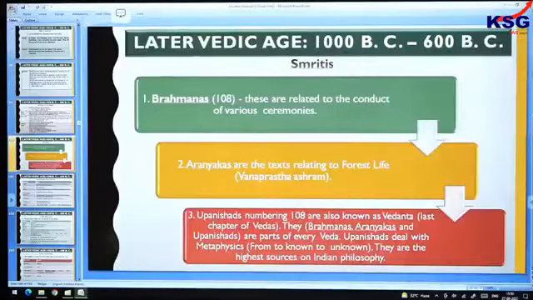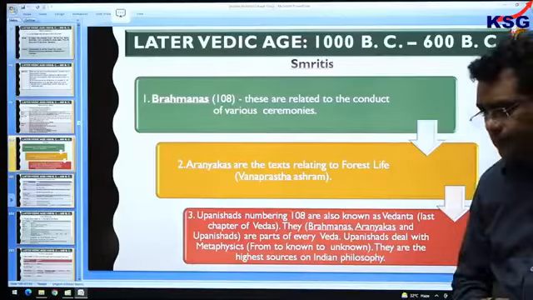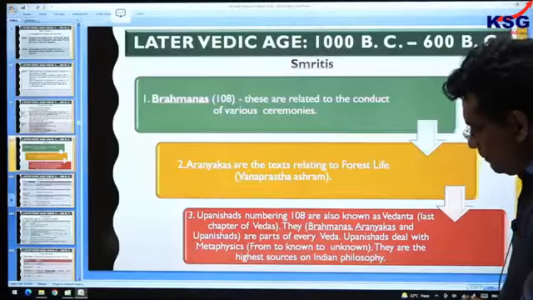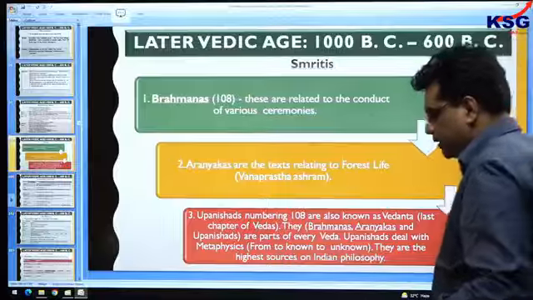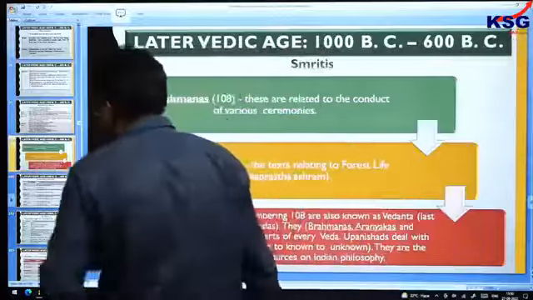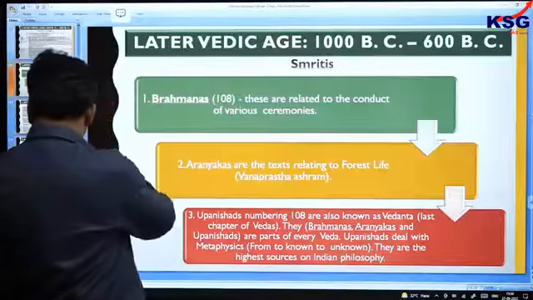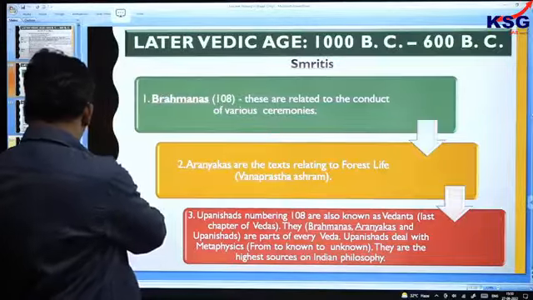Then Brahmanas 108, Upanishads 108, and Aranyakas are the texts related to forest life. Right? So Veda, Brahmana, Aranyaka, Upanishad. Vedas are 4, Brahmanas 108, Aranyakas and Upanishads 108. Smritis I will give you another day. I will send all this PPT to you so that you can remember some of the vital facts related to the Vedic period.